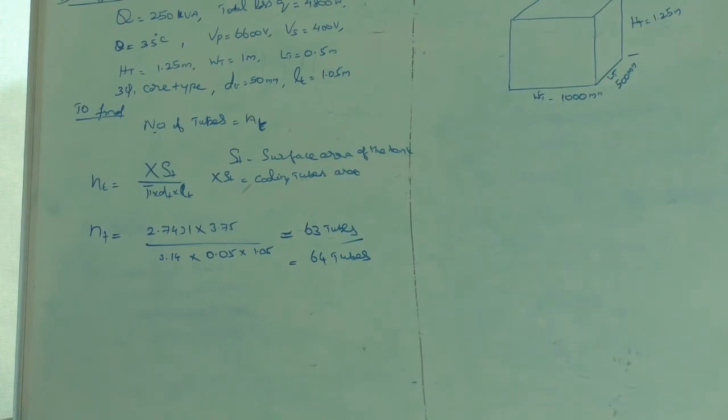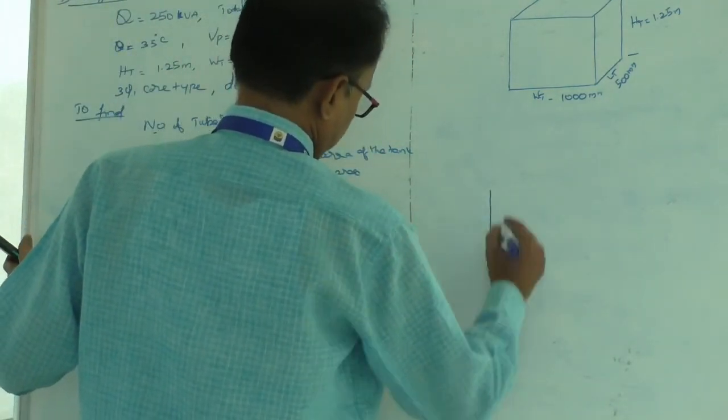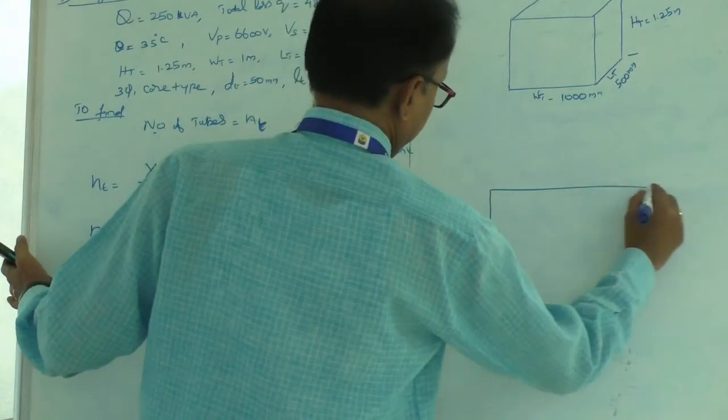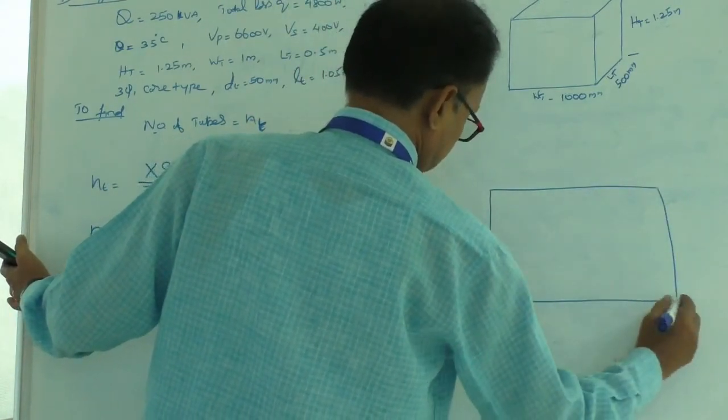Now, the number of tubes you have calculated, what you have to identify is how you are going to place it. Now, you are going to place at the width and length of the cooling tubes. So let us assume this is the width of the cooling tube.